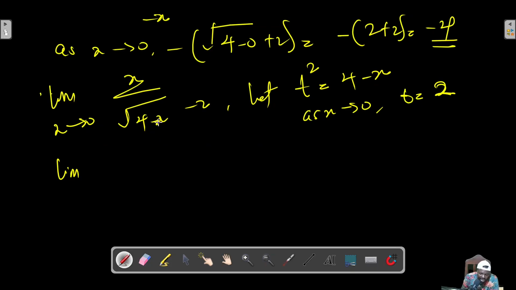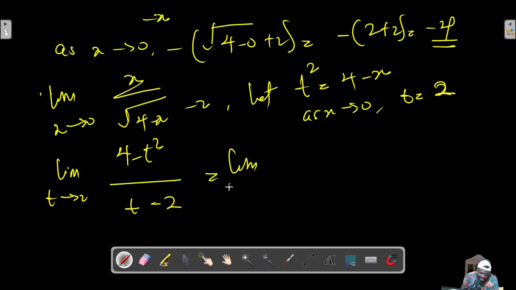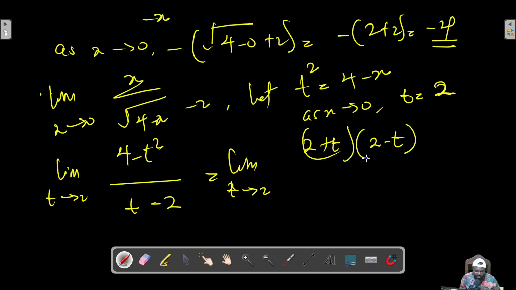Now, what will x be? x will be 4 minus t squared. The limit is as t approaches 2. The denominator will be t, because when I substitute in t squared, the square cancels out the root sign. Then we end up with this. From here, I can factorize the numerator, writing it as a difference of two squares. I get 2 plus t multiplying 2 minus t. Now the work is done.